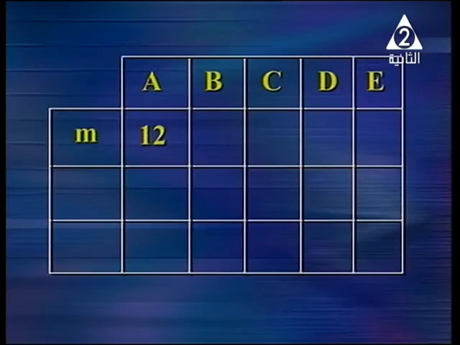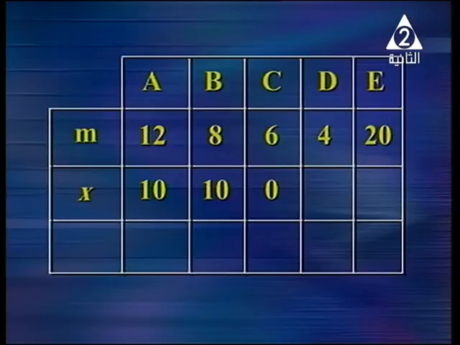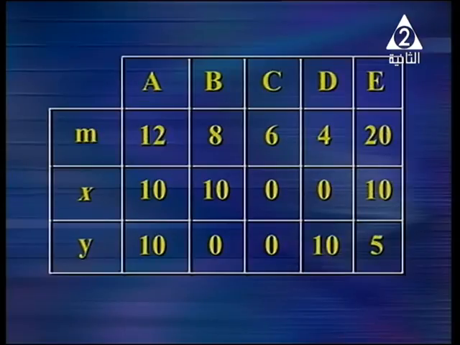Dear student, we form the table A, B, C, D, and E. What is E? Midpoint of AB. We have 5 masses: 12, 8, 6, 4, and 20. What is the X? Points A and B have X coordinate 10, 10, C 0, D 0, E 10. What is the Y? 10, 0, 0, 10, and 5.